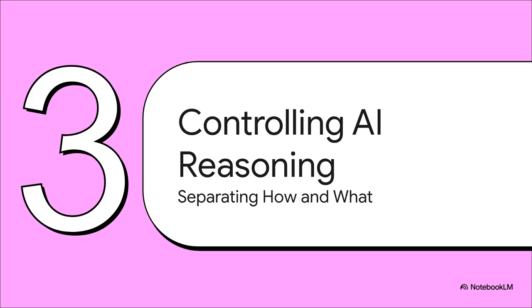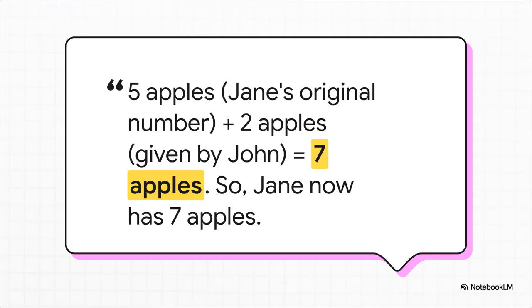Let's check it out. So picture this. You're building a tutoring app. A student asks a math problem, and the AI gives this as a response. It shows all its work, which is kind of cool, but it also gives away the final answer right away. This doesn't just make the output messy, it completely defeats the purpose of the exercise. We need to fix this.